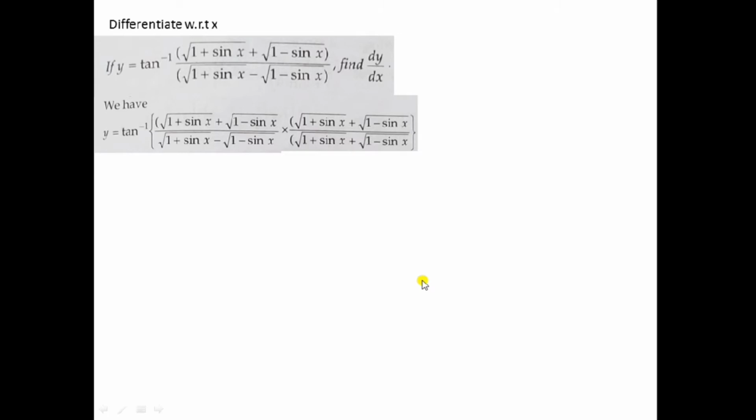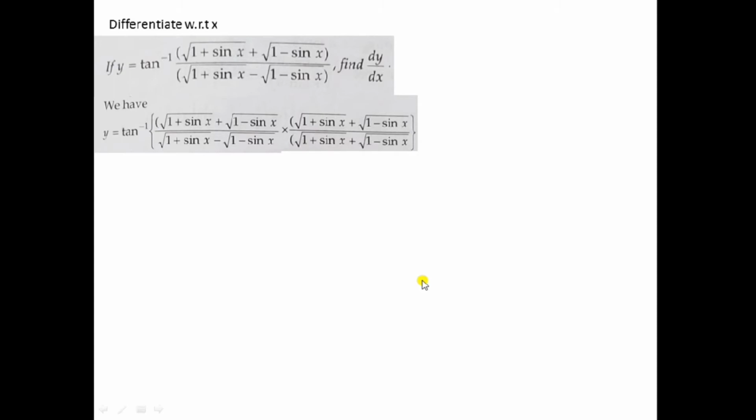So we multiply the numerator and denominator with root over of 1 plus sin x plus root over of 1 minus sin x. In the numerator you can see that both the things are in positive sign, so it is in the form of (a plus b) whole square, where a is root over of 1 plus sin x and b is root over 1 minus sin x. In the denominator we get a plus b and a minus b, and we all know that the formula of (a plus b)(a minus b) is a square minus b square.